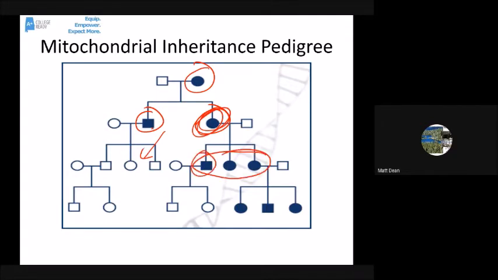This male passes it on to no one. This female passes it on to every child. So those are mitochondrial pedigree charts. Those are usually pretty easy to pick out.